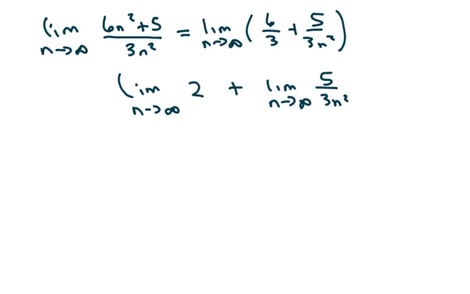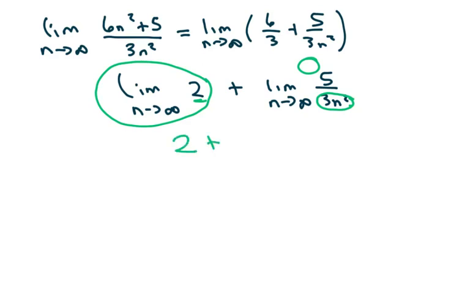Now, we already know that this is going to go to 0, because the denominator is going to get increasingly large. So that's going to be 0. However, this one's a constant, so anytime you're taking the limit to infinity of a constant, it equals that constant, 2. So we have 2 plus 0, which equals 2.